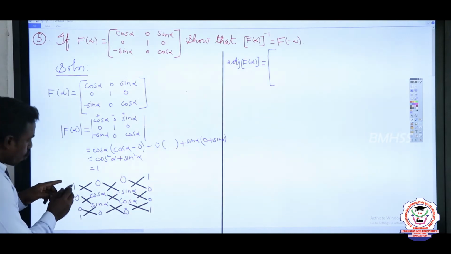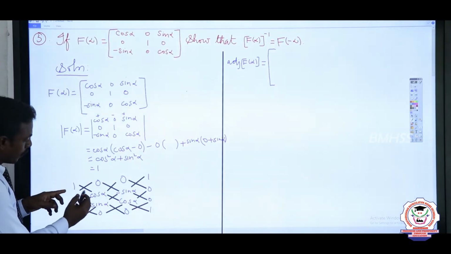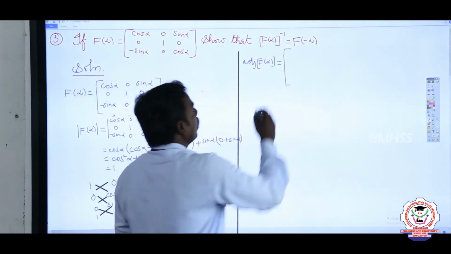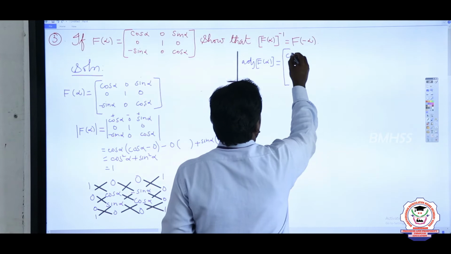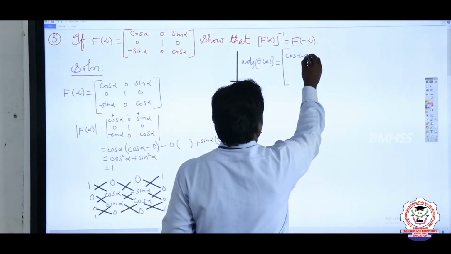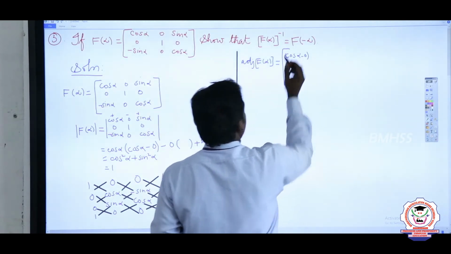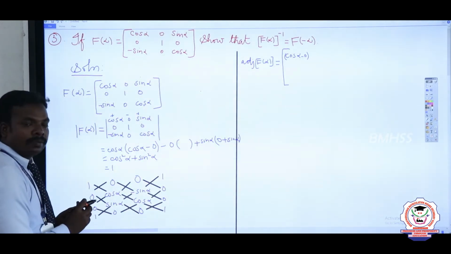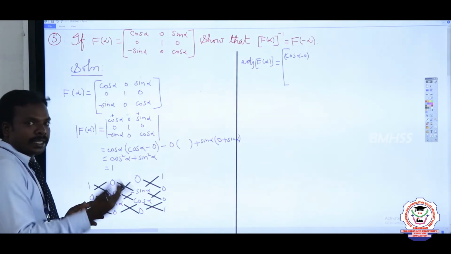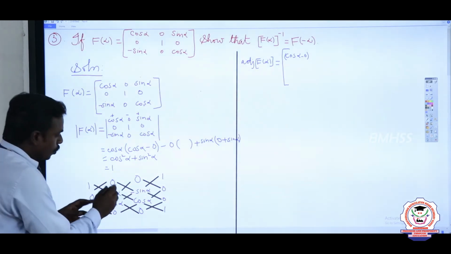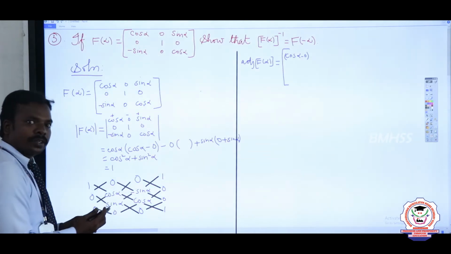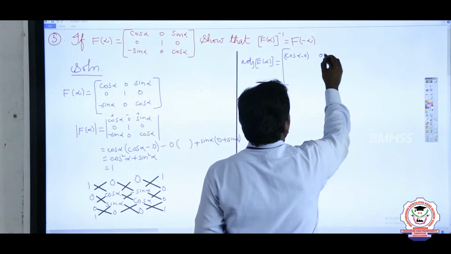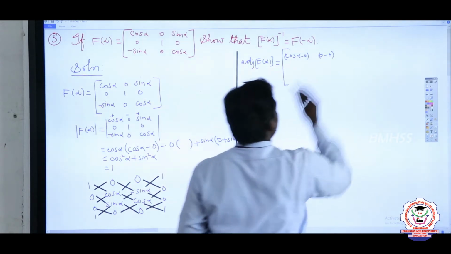First, 1 into cos alpha is cos alpha, minus 0 into 0, 0. So cos alpha minus 0. First row, first column over. The second element, 0 into sin: if you multiply with 0, you will get 0. 0 into anything is 0. So 0 minus cos into 0, 0. So in the first row, second column, 0 minus 0, you will get 0.